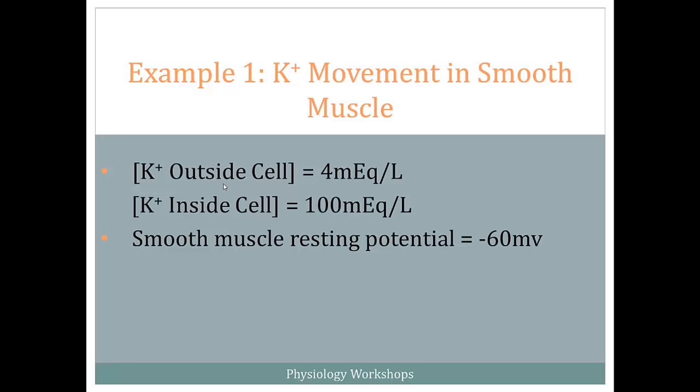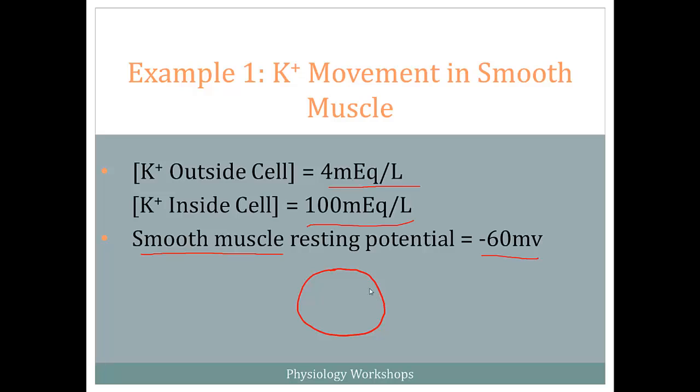Okay, now let's look at a specific example of what would happen if we opened a potassium channel given the electrochemical gradient of a smooth muscle. So in this case, we have an extracellular concentration of 4 milliequivalents per liter and an intracellular concentration of 100 milliequivalents per liter with a resting potential of negative 60 millivolts because now we're dealing with smooth muscle. So whenever we see a question like this, we automatically start by looking at the concentration effects first. So let's draw this out.